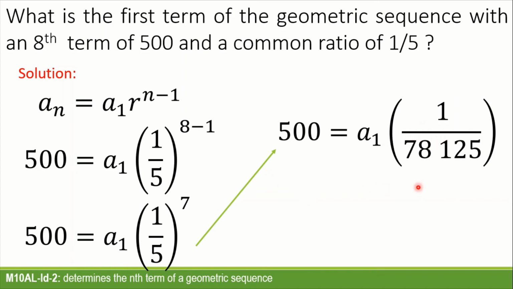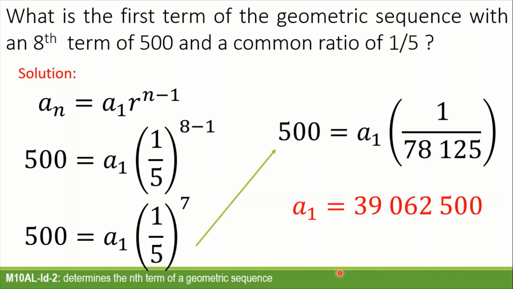So, pwedeng divide both sides by 1 over 78,125 para ma-cancel out to. Para a sub 1 na lang ang matira on one side of the equation. O kaya, multiply na lang natin, no? Cross-multiply kumbaga. 500 times 78,125, tas ito, divided by 1. So, hindi naman magbabago ang sagot doon, ano? So, multiply na lang natin tong dalawa.